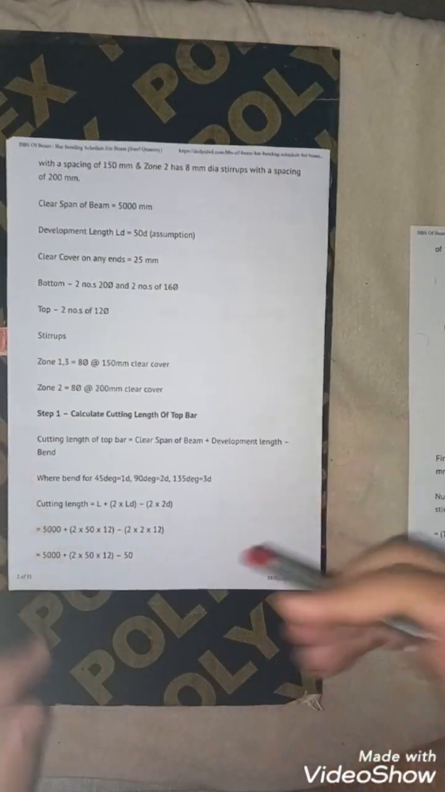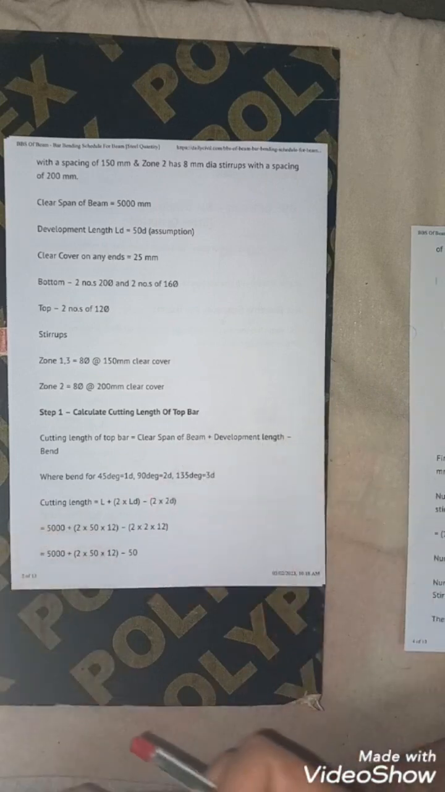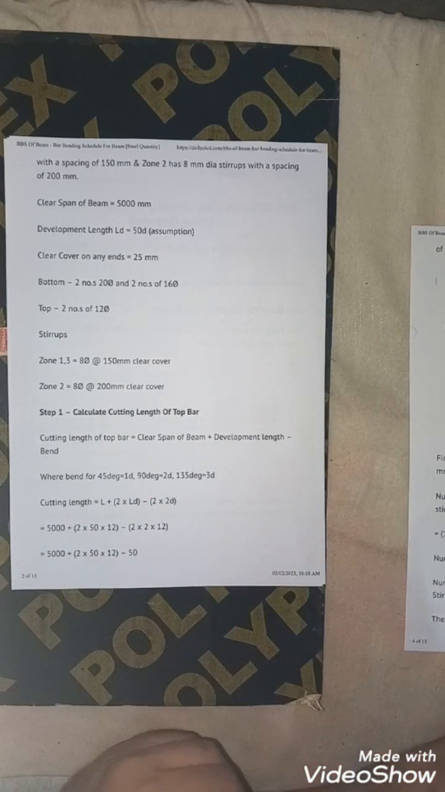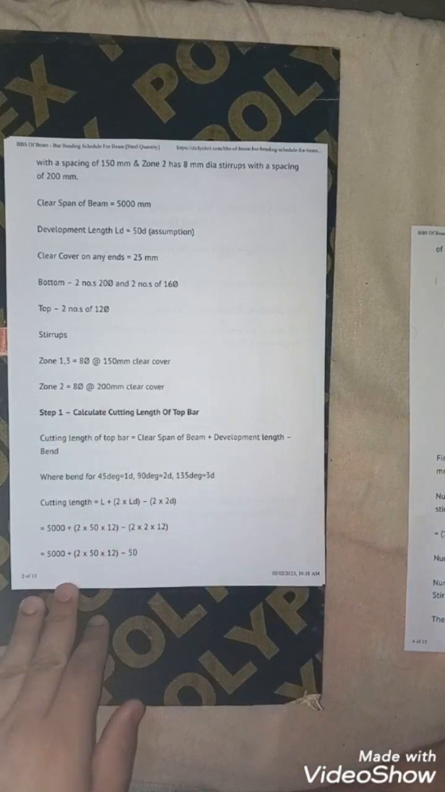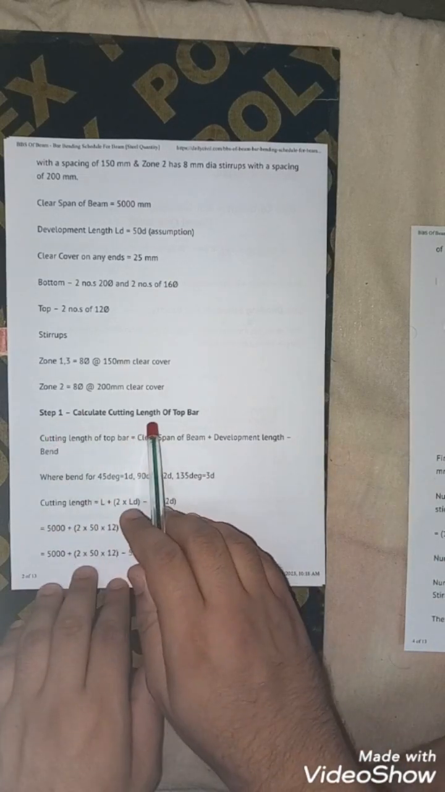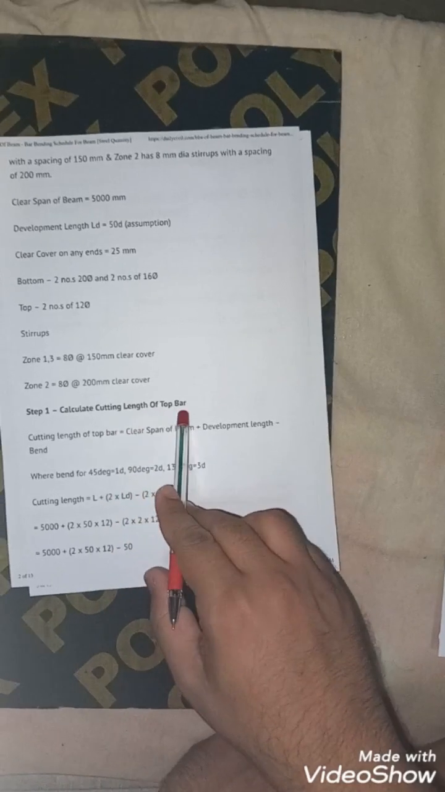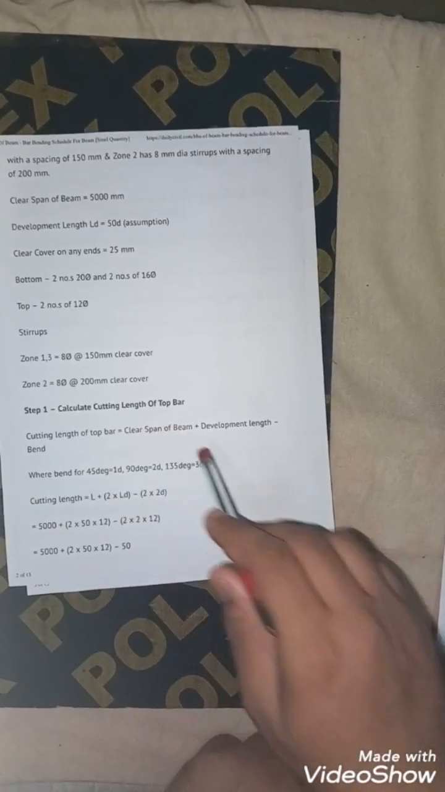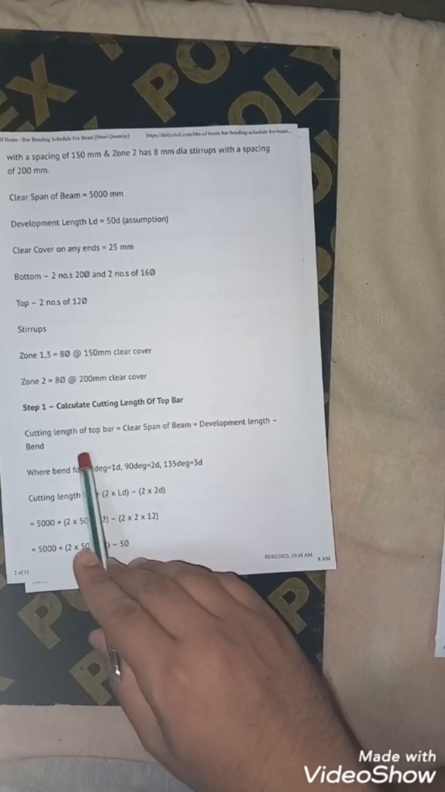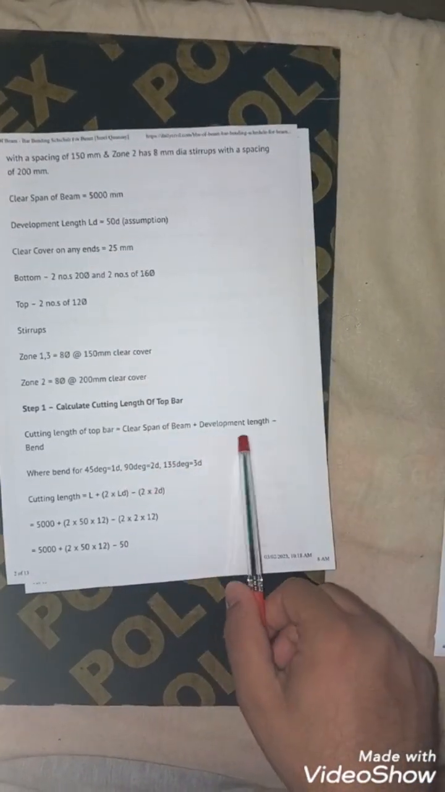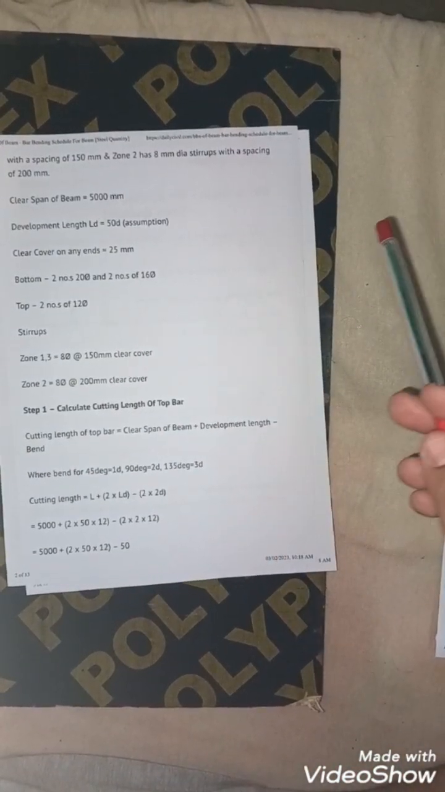So friend, I will divide this beam into step 1, step 2 and step 3 like this. First of all, step 1: calculate the cutting length of the top bar. Here I will use this formula: cutting length of top bar equals clear span of beam plus development length minus bend. Here is the bend detail also.